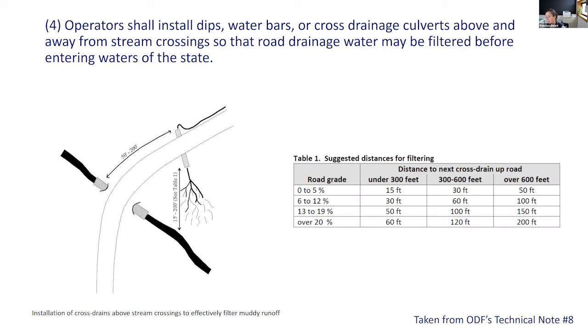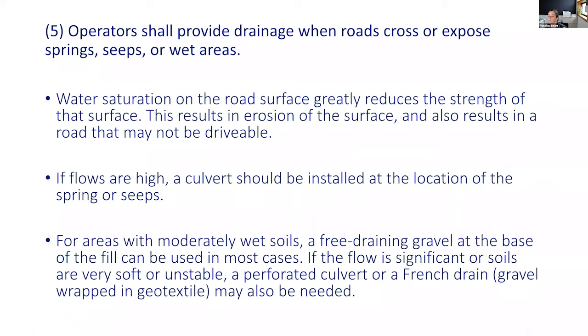So of course, the steeper it is, the distance needs to be increased. Then we have the 5th part says that operators shall provide drainage when roads cross or expose springs, seeps, or wet areas. So it means that where there's water saturation, as I was talking about at the very beginning, the road will not be functional. If we have a subgrade that is weak and is saturated with water, we are going to have definitely problems with the road, and the road might not be functional.